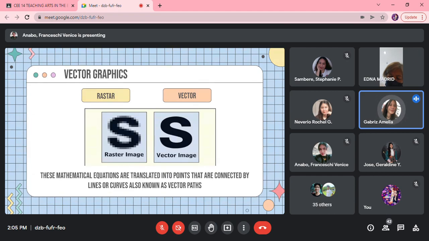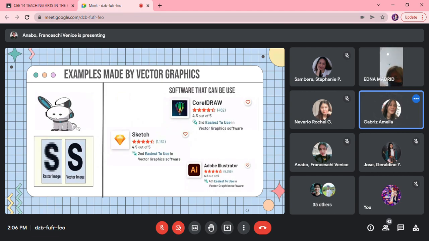So, malinis siya, clean siya. Yan. So, ang vector graphics po ay ginagamit siya ng lines, shapes, na i-connect-connect siya to form an art. So, ayan yung example ng graphics. So, makikita nyo ulit yung pixels. Yan. Next po. Ayan. So, example po ng vector graphics.